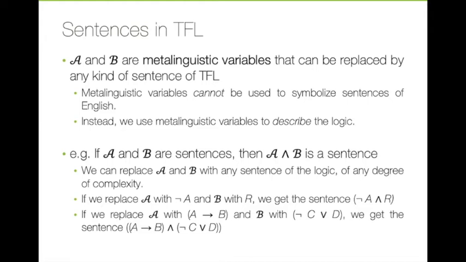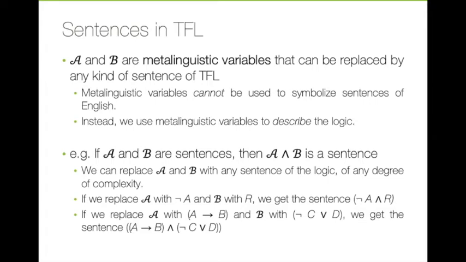So here's how we would use this rule in a concrete example. The rule is if A and B are sentences, then A conjunction B is a sentence. So we can replace A and B with a sentence of the logic of any degree of complexity. So we could replace that curly A with not A, and we could replace curly B with R, and we would get a sentence: not A and R, all of that in parentheses according to our rules of conjunction.